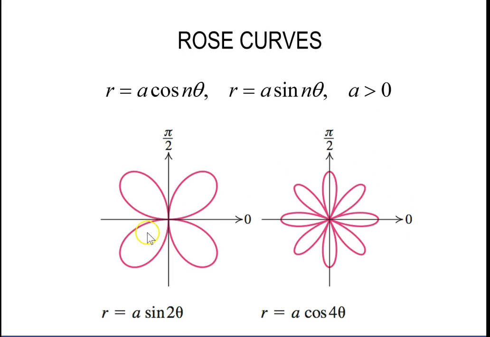If it has an even number, then it's always going to have double that n value. So there's 4. That's the one that we drew right there. For cosine, there's 4. Now we're going to have 8 petals here because of that. And it looks like a daisy. Not sure if it looks like a rose as much as a daisy here.